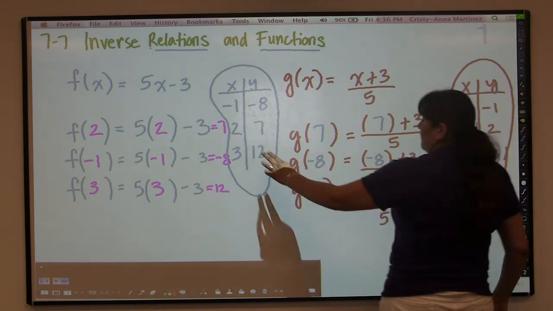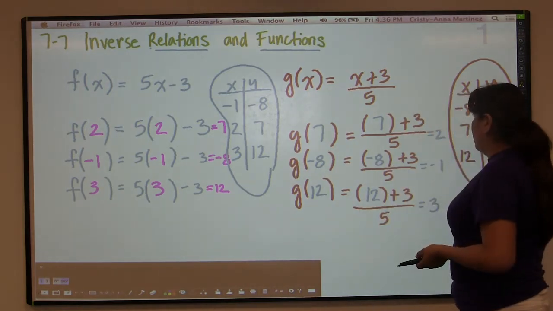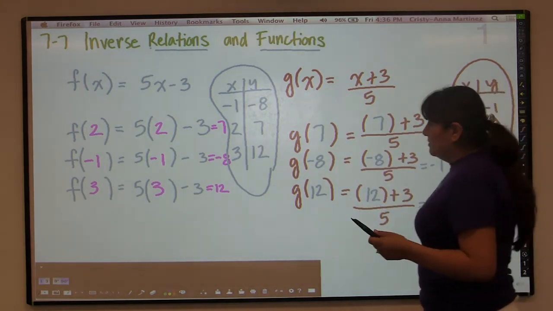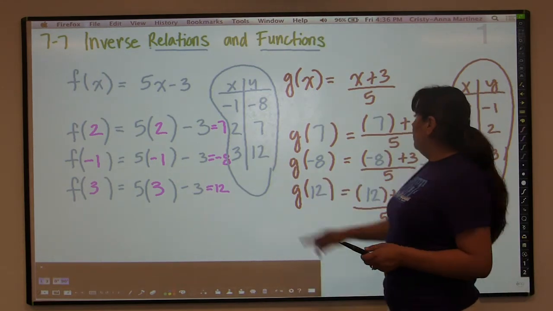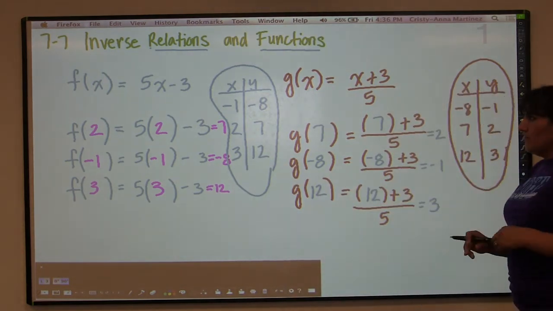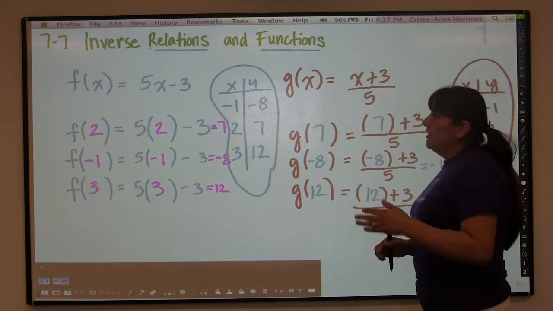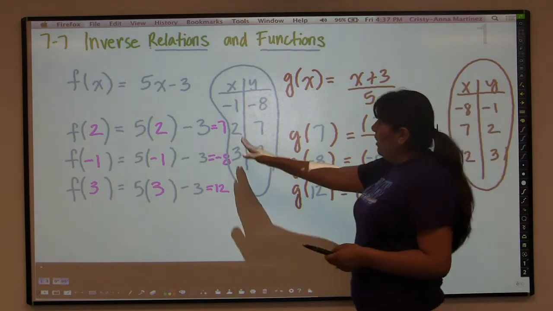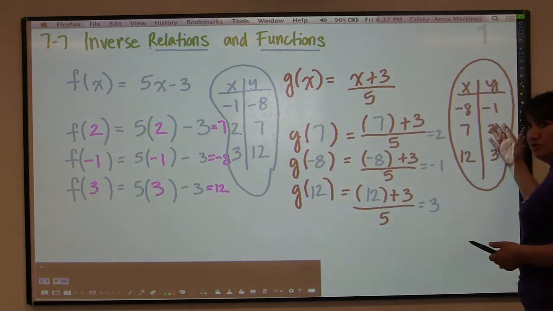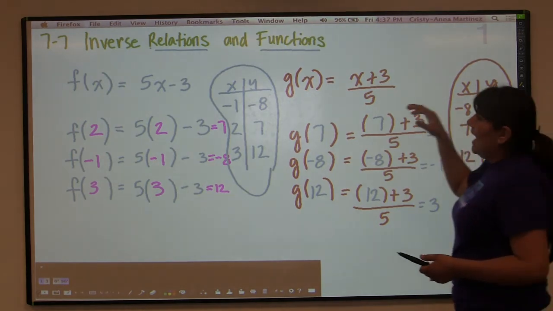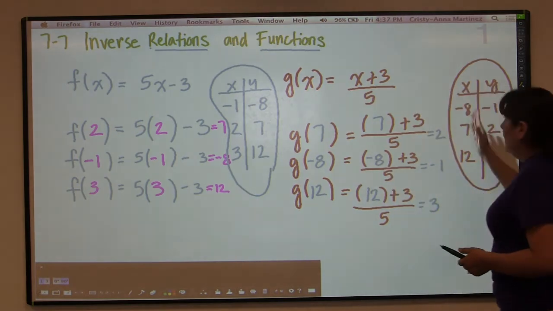You will look at them, you have -1, -8, and over here you have -8, -1. It appears that they've switched sides. 2, 7, 7, 2. 3, 12, 12, 3. If you can observe anything from this pattern, it's this: the input of this machine is the output of the inverse machine, and the output of this machine is the input of the inverse machine.